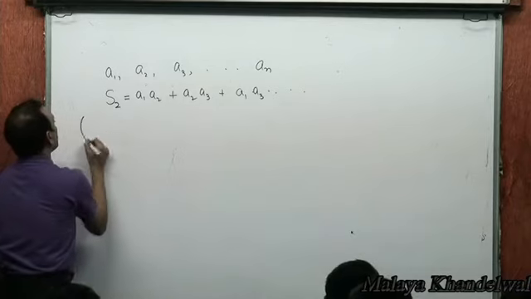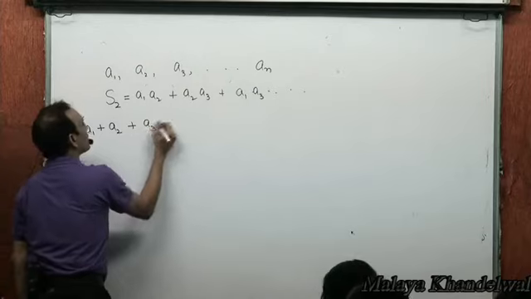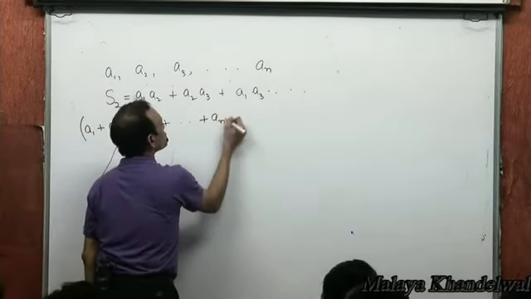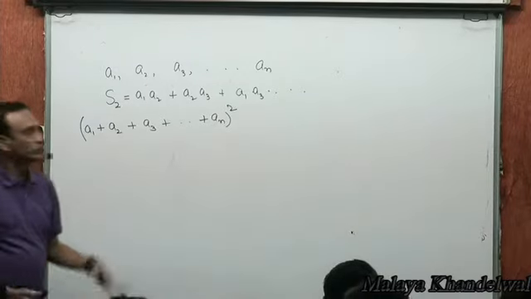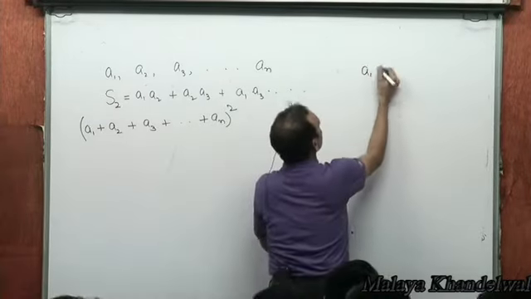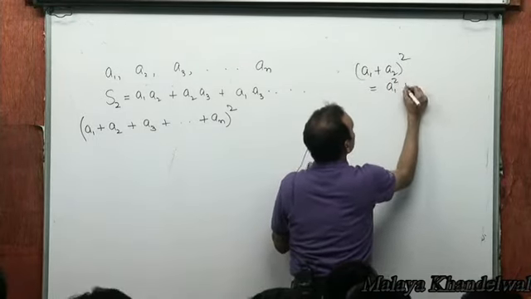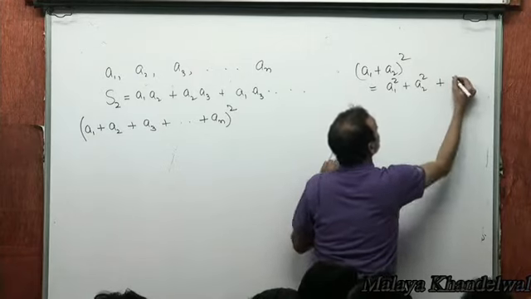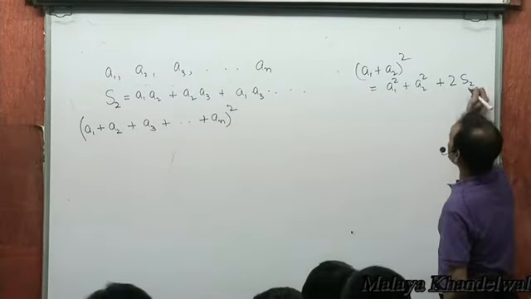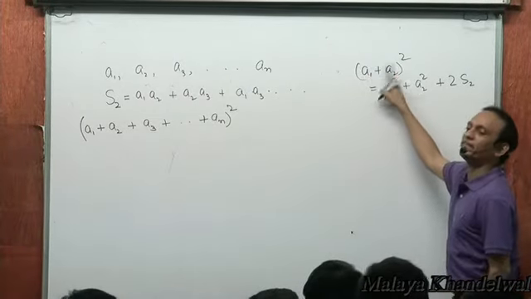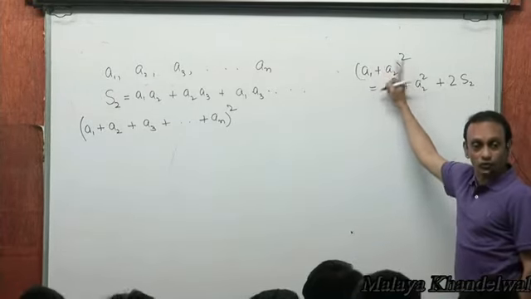Now, when I have something like this, A1 plus A2 plus A3 plus An whole square, when you square this, say when I square A1 plus A2 whole square, I get A1 squared plus A2 squared plus twice S2. The sum of the product taken 2 at a time in this case will be only one term, A1 A2.